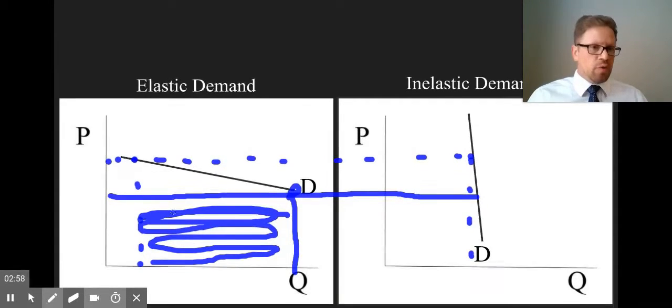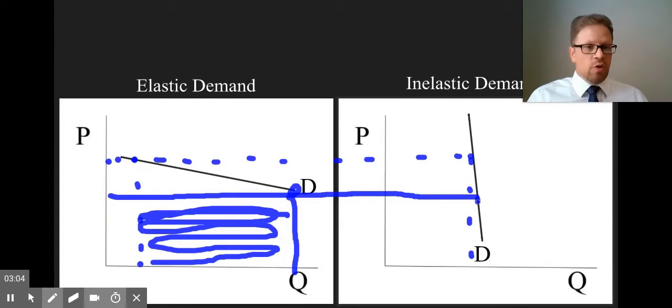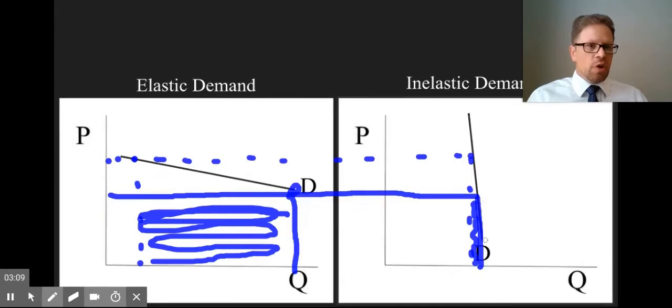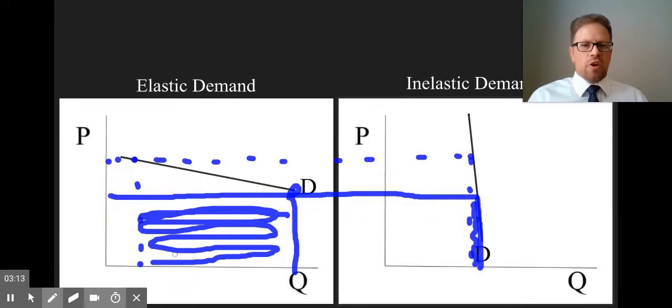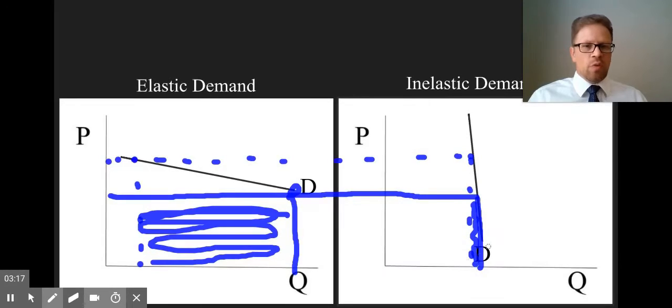They drop the price, more people want this item, as you would expect, with an elastic demand. With an inelastic demand, you lower the price, more people want the product, but it's basically just this really small amount. So elastic demand is going to result in a large difference depending on a price change, whereas inelastic will have a much smaller one for a price change.